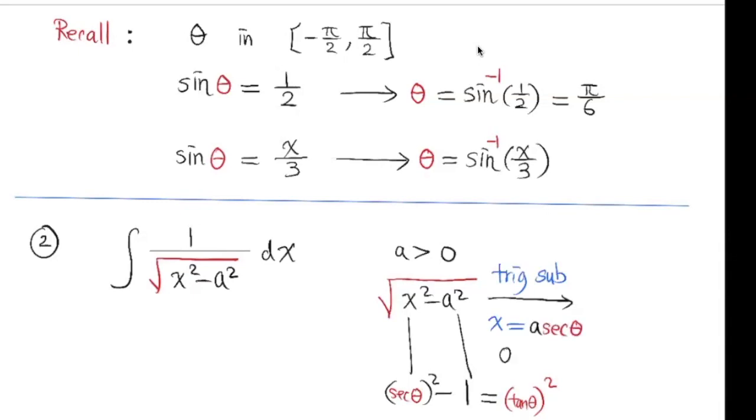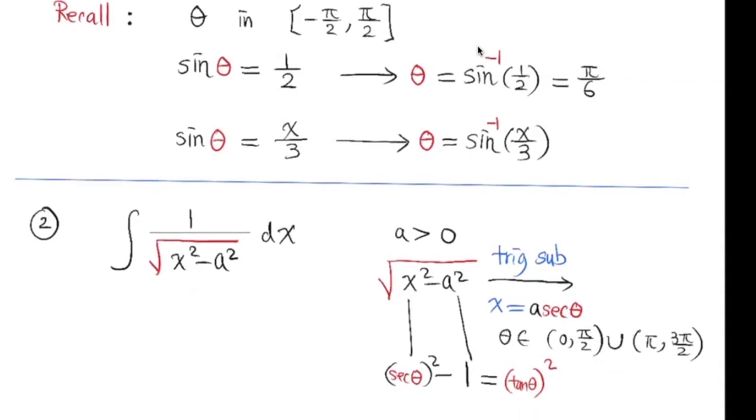Theta over here is in this interval. You don't need to remember this interval for theta, it's a convention. Now if I do this trig-sub over here, what does this become? That is going to become a times what? What do I have on this side? Tangent theta, right? So what do I put over here? A times tangent theta.